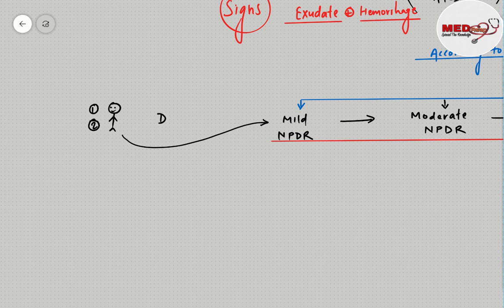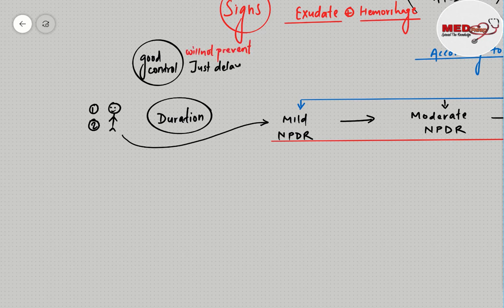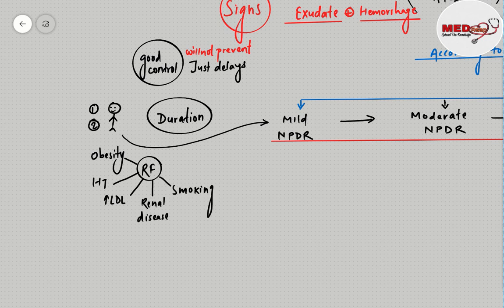The major factor that determines the risk of having diabetic retinopathy is the duration of diabetes. Even good control will not prevent diabetic retinopathy, it will just delay it. So ultimately diabetic retinopathy will develop in a diabetic person in spite of having good control. If this person has additional risk factors, then this will speed up the development of diabetic retinopathy. These risk factors are obesity, hypertension, hyperlipidemia, renal diseases, smoking and pregnancy.